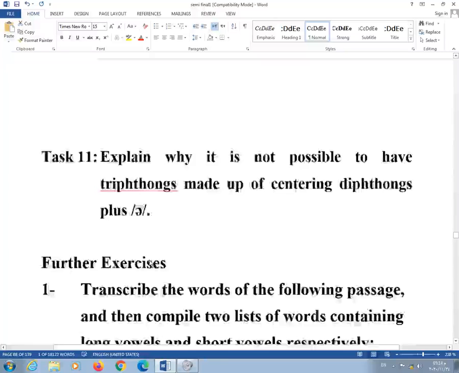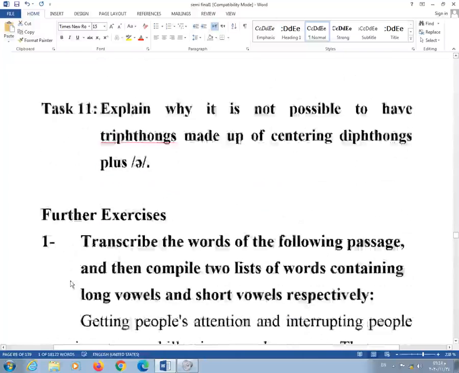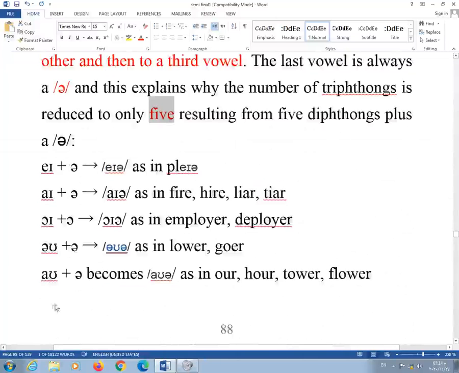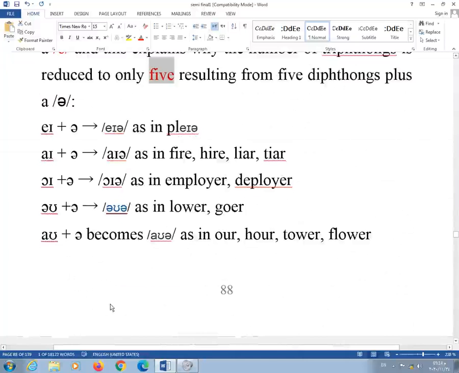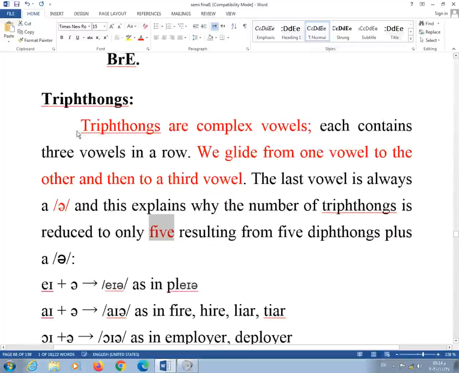Okay, these are the triphthongs in English, and we should know what is meant by triphthong and why they are only 5. If we wanted to make them 8, we would have to add a schwa to the centering diphthongs, but they already end with schwa. We cannot add another schwa. This is why the number of triphthongs is only 5. If you compare it to the number of diphthongs, it's 8.